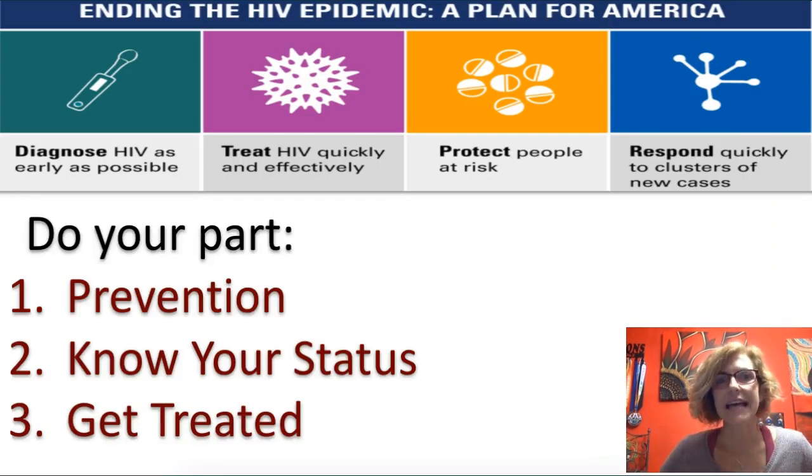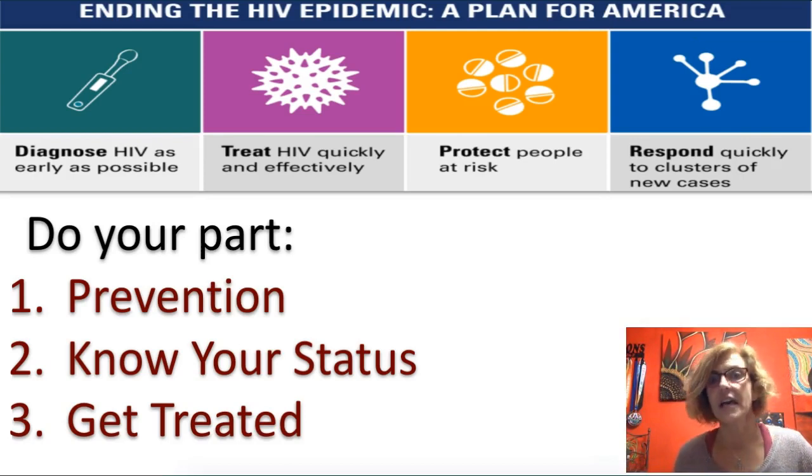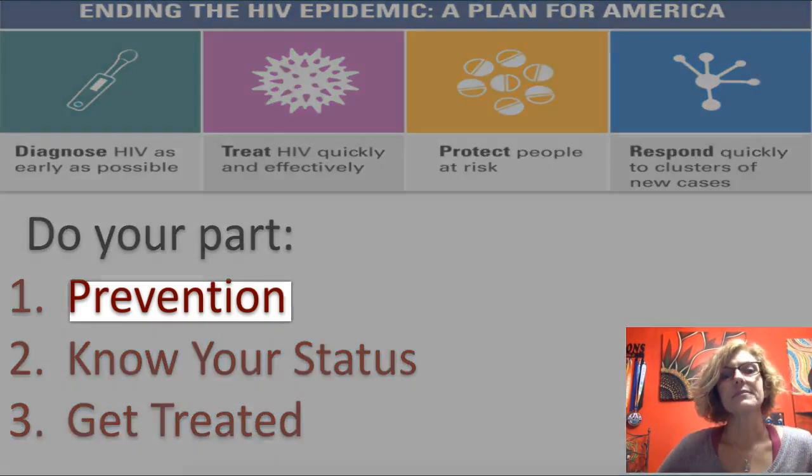Rules to live by. Diagnose your HIV as early as possible. Get tested at least once a year. Treat your HIV quickly and effectively. The sooner you get tested, the sooner you can get on antiretroviral drugs. Antiretroviral drugs will protect you from letting the disease progress to the point where you are getting opportunistic infections. It will also protect the people around you because it'll keep your viral level low so that you have less chance of passing it on. So do your part in reaching our 2030 goal.